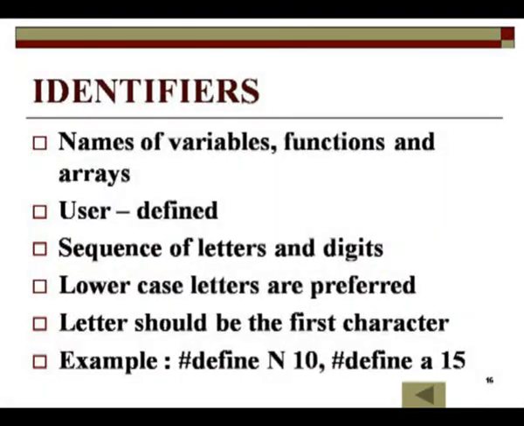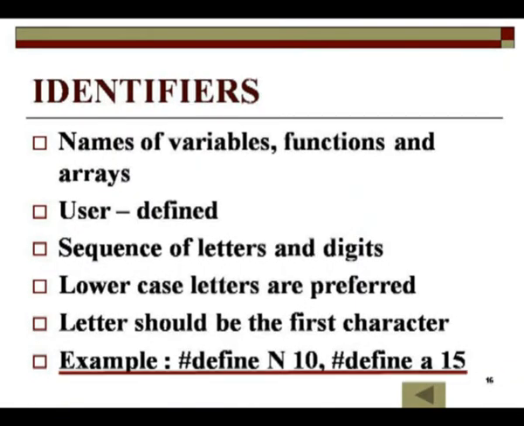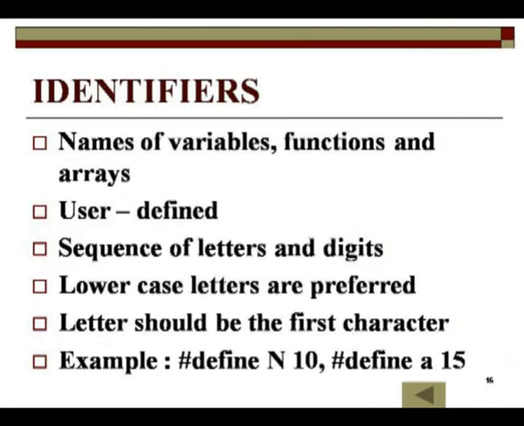I have given an example here. #define N 10, where N is the identifier. This 10 is the value that is assigned to this identifier. This hash is a special character or delimiter, and this define is a keyword. So, this hash and this define have a predefined meaning in C, whereas this N is user defined, and this 10 is also user defined. This is how we use identifiers in C.